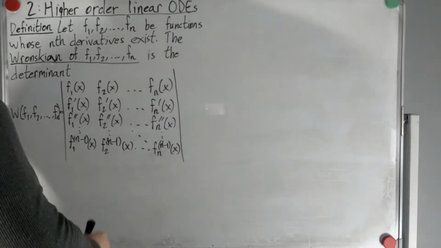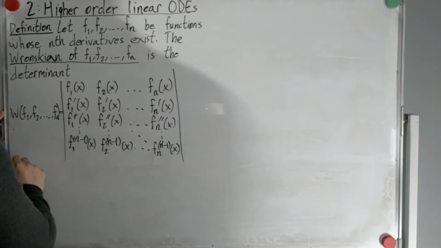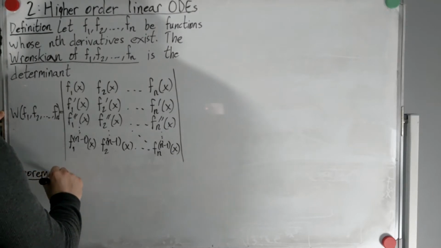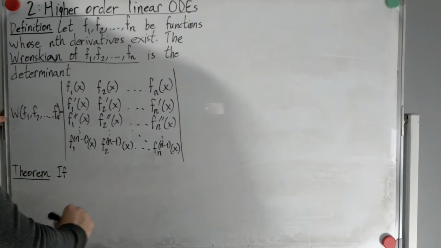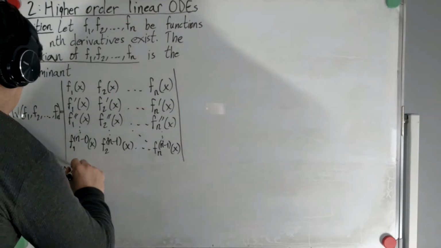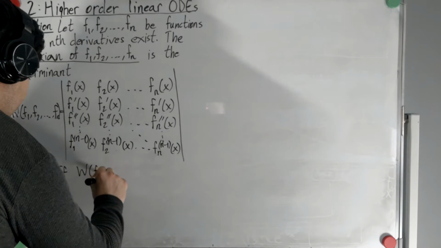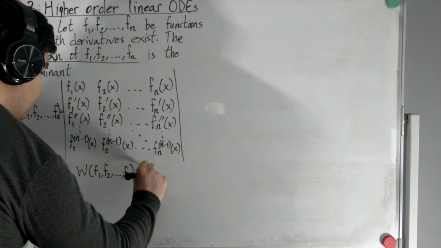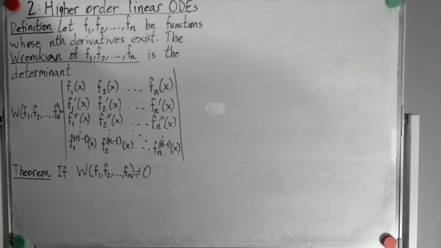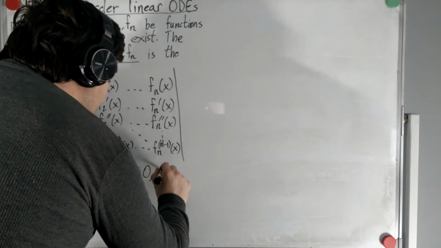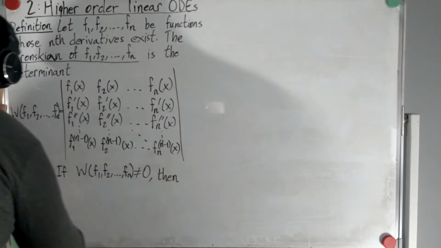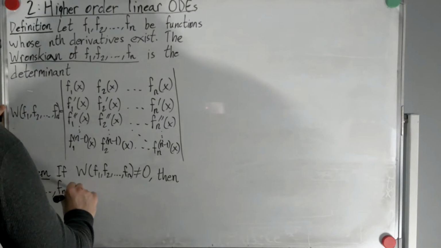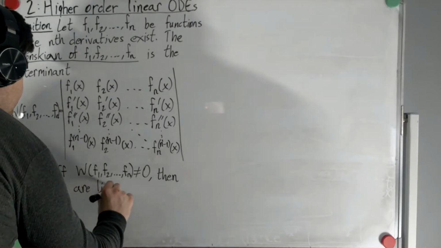Okay, so theorem. If W, the Wronskian of f1, f2, up through fn, is not zero, not constantly zero, then f1, f2, up through fn are linearly independent.